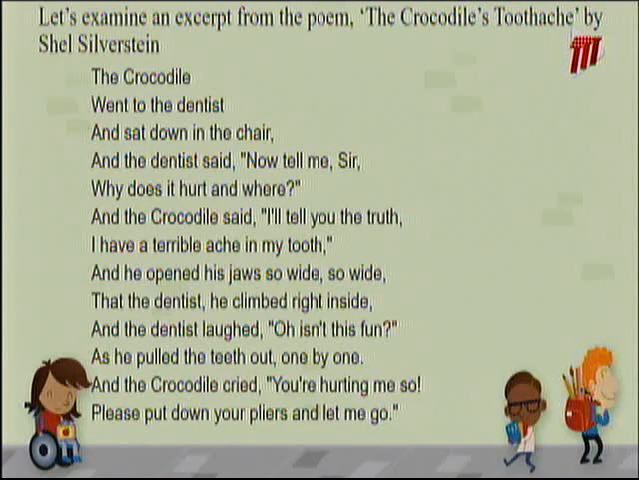And he opened his jaws so wide, that the dentist, he climbed right inside. And the dentist laughed, "Ha, oh, isn't this fun?" as he pulled the tooth out one by one. And the crocodile cried, "You're hurting me so. Please put down your pliers and let me go."